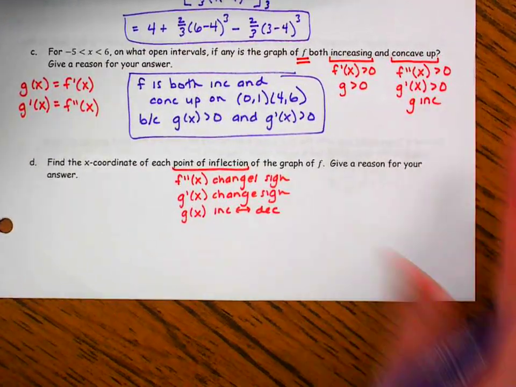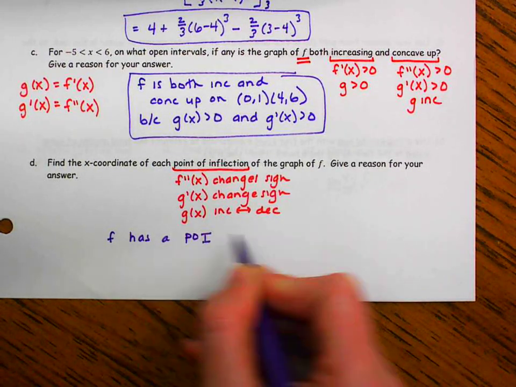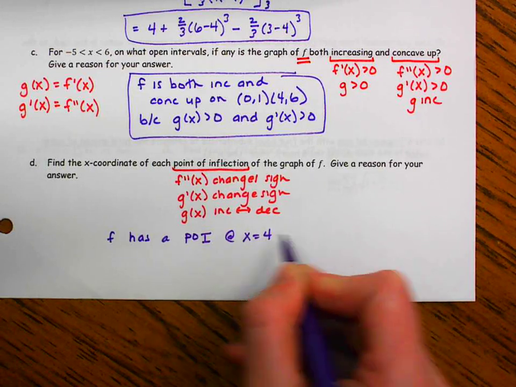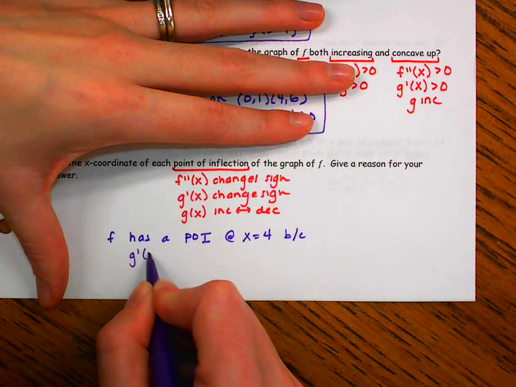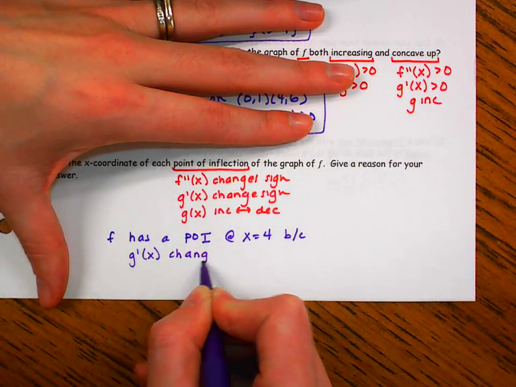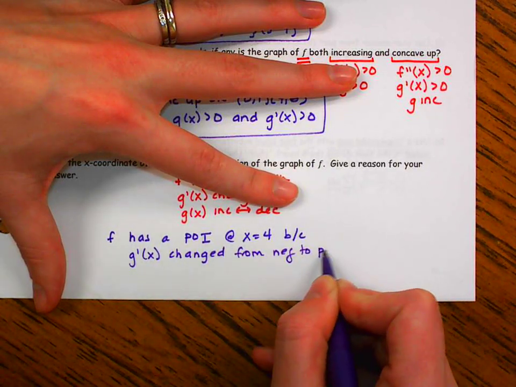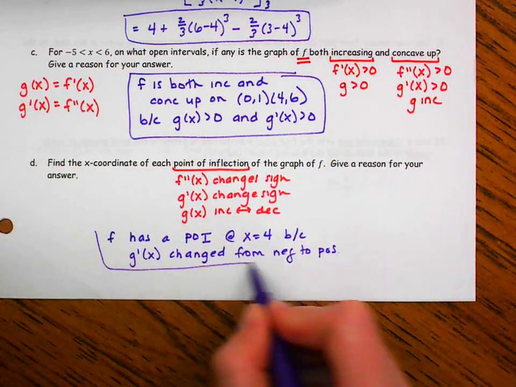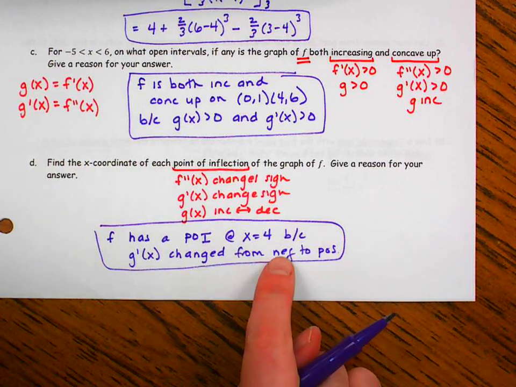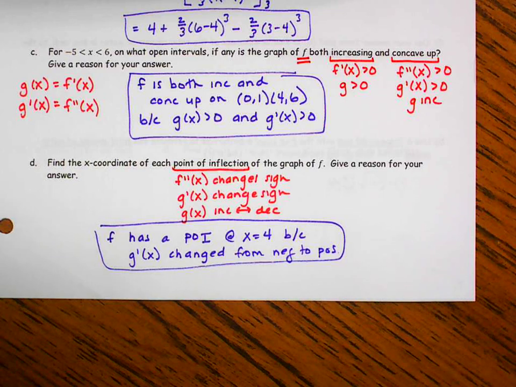Okay, so down here I can say f has a point of inflection at x equals 4 because g prime of x changed from negative to positive. Or you could write because g changed from decreasing to increasing. We only had one point of inflection, so I could just talk about the specific case of negative to positive. I don't have to say or positive to negative, because in the specific case, this is what was happening. Okay, so I hope that was helpful for you guys, and I will see you for your test next week.